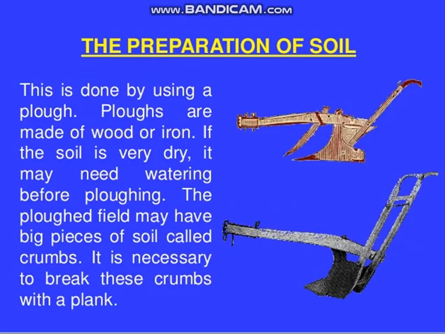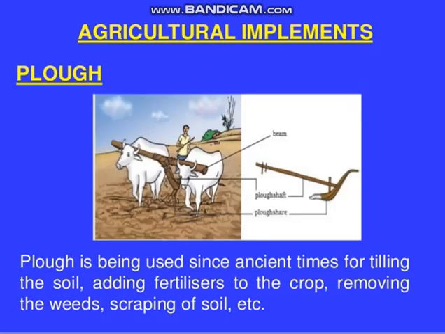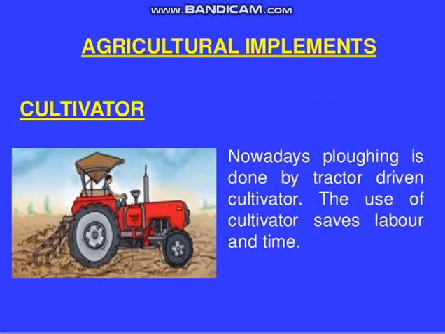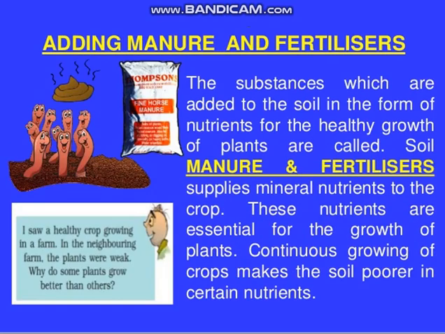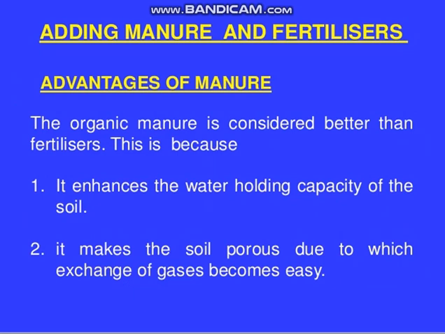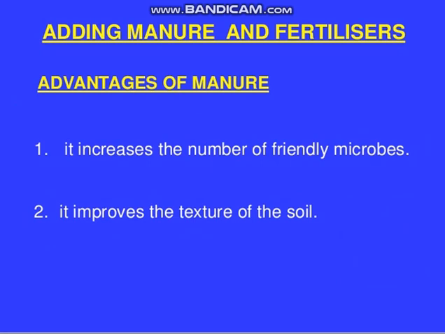We have seen the various tools which are used in preparation of soil, and we have discussed about manures and fertilizers also. In our last class, we have discussed about the advantages of manure over fertilizer. Manure is much better as compared to fertilizer because it enhances the water holding capacity of the soil. It makes the soil porous, due to which exchange of gases becomes easy. It increases the number of friendly microbes. It improves the texture of soil.